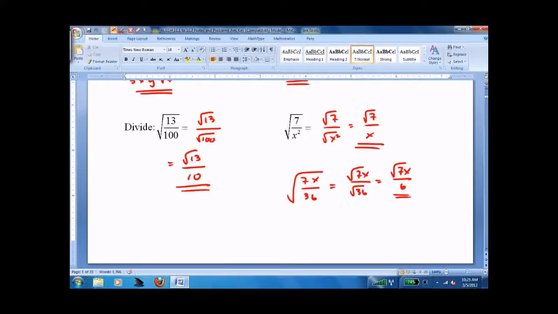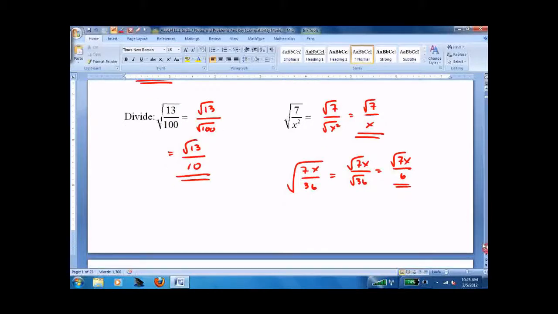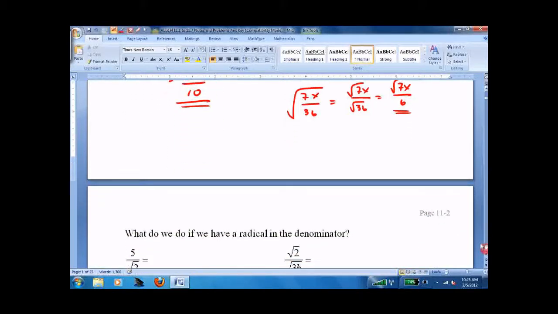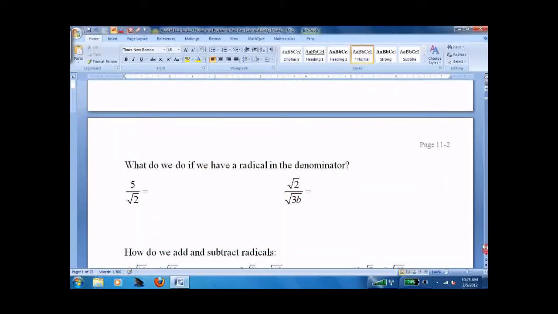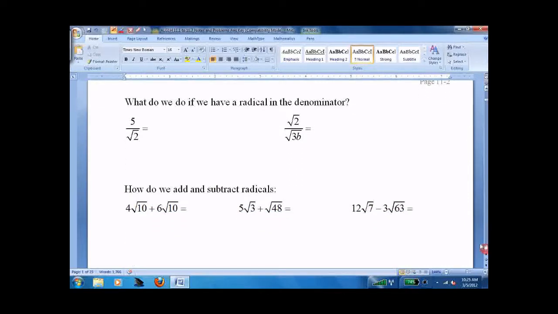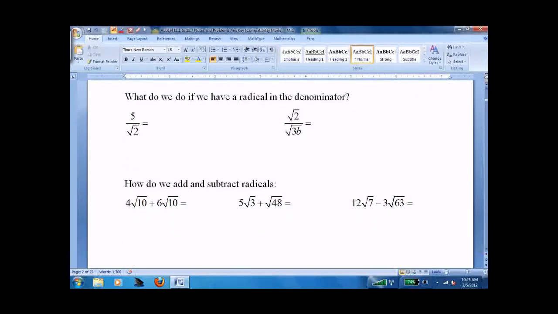Okay? We'll give you plenty of examples to practice later in class. Now, previously we had radicals in the denominator, but they worked out nice. What if they don't work out nice? We have to do something called rationalizing. So I rewrite the problem.